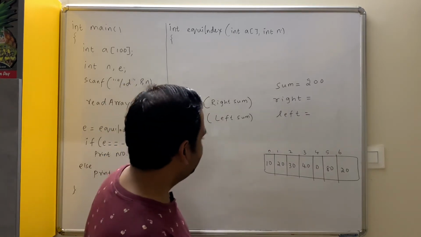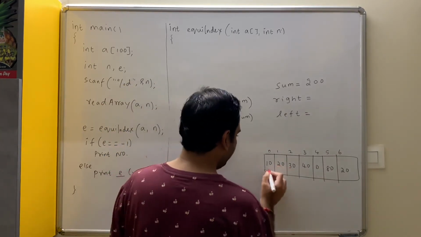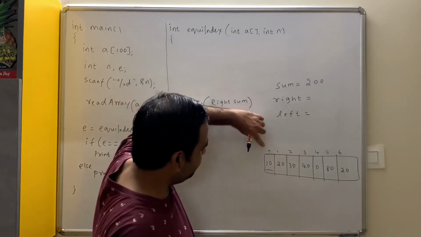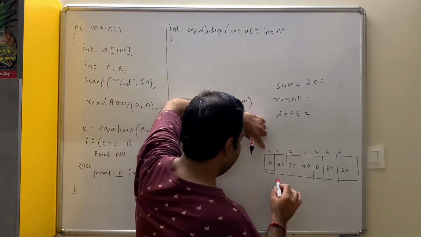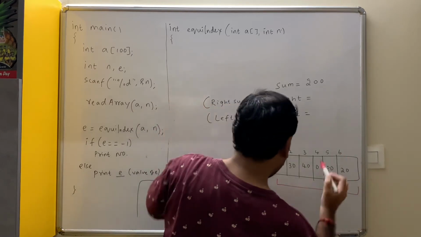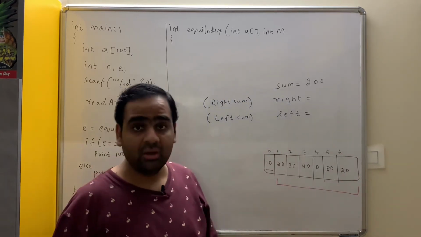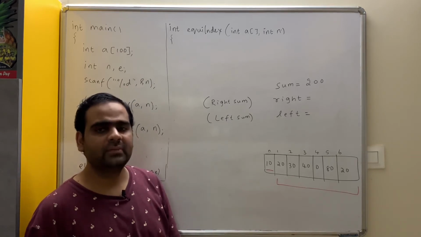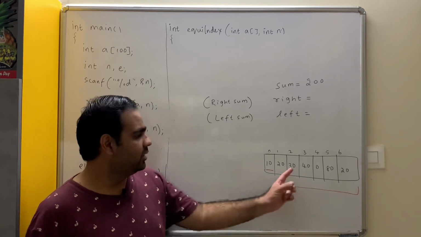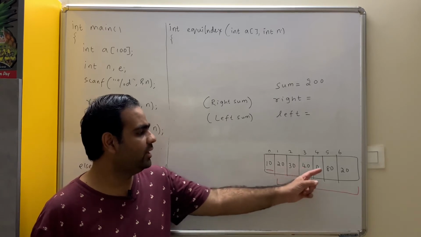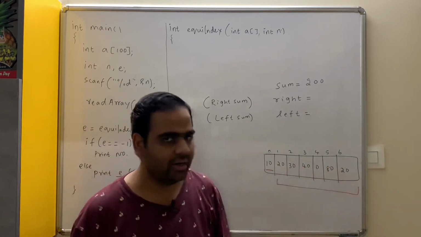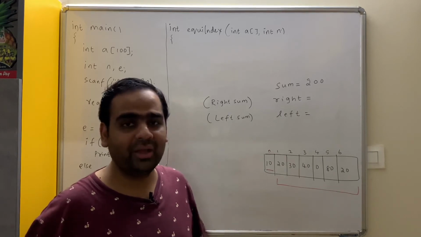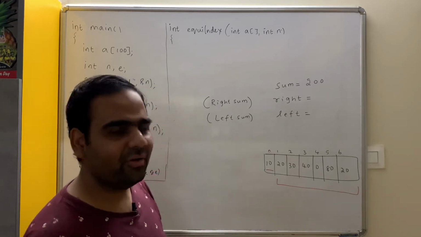Now tell me one thing: at this point, at index 0, the value is 10. What should be the right sum? 20, 30, 50, 40, 90, 80, 170, 20, 190. That is the first way of computing it. What is the other way of computing it?